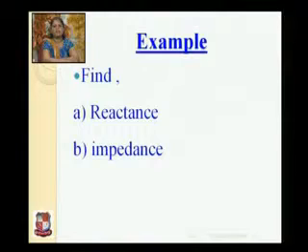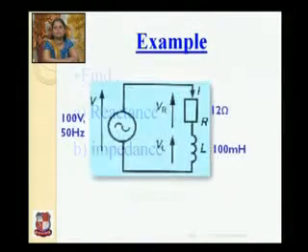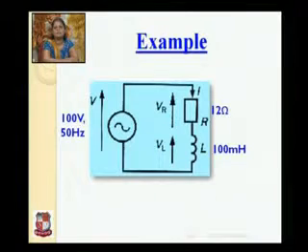Now one example: you have to find the reactance and impedance for a given circuit. The circuit is given like this. One resistance is given, the value of resistance is 12 ohm, an inductor is given, the value is 100 millihenry, the voltage applied to the circuit is 100 volt and the frequency of the supply is 50 hertz. You have to find the reactance and impedance of the circuit.